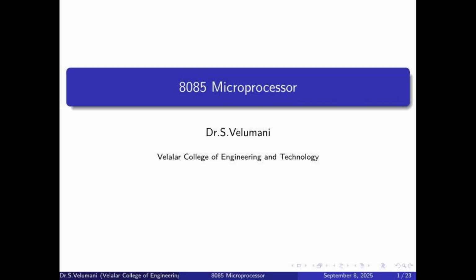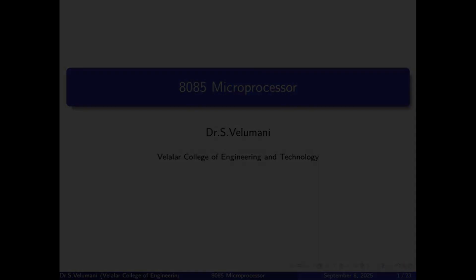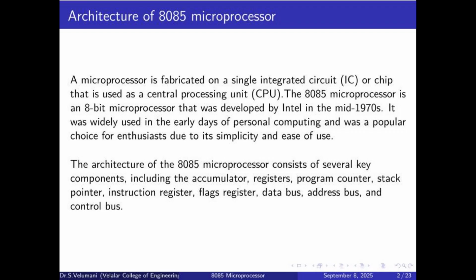Dear students, today we will see about microprocessor. First, let us see the architecture of 8085 microprocessor. A microprocessor is fabricated on a single integrated circuit or chip that is used as a central processing unit. The 8085 microprocessor is an 8-bit microprocessor that was developed by Intel in the mid-1970s.